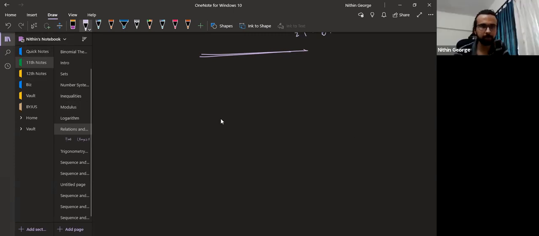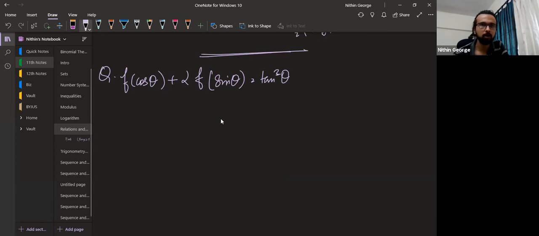Okay, I'll give you a random question, not based on this, but try this. It's not an easy question. Yeah, go for it. Tan square theta, this is tan square theta. Now the question is, find f of x.